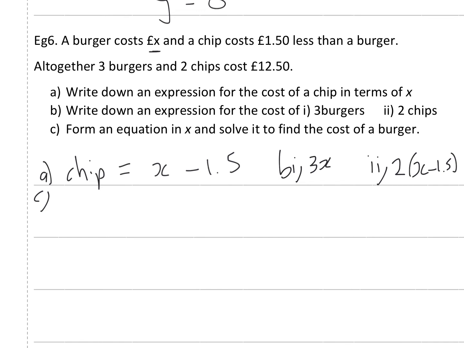So 1 burger is X. 3 burgers would be 3X. 1 chip is X minus 1.5. 2 chips would be 2 times X minus 1.5, in brackets. And if you add those 2 costs together, the burgers and the chips, the total should be £12.50. We can write that as 12.5.